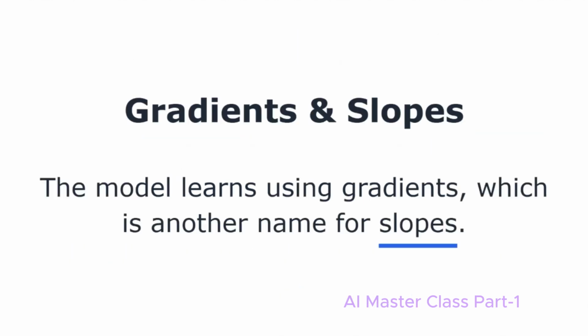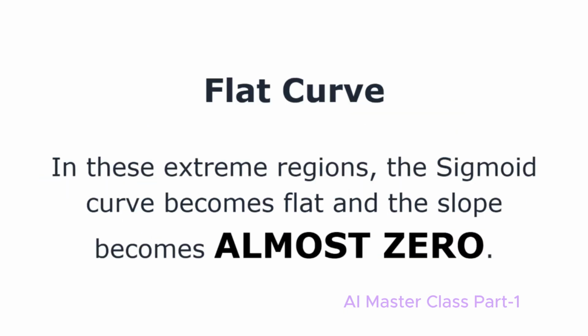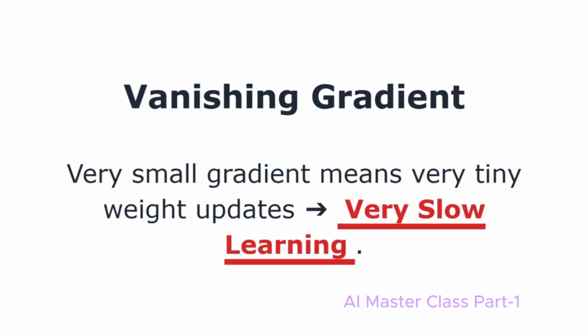The model learns using gradients, which is another name for slopes. But in these extreme regions, the sigmoid curve becomes flat and the slope becomes almost 0. Very small gradient means very tiny weight updates, which leads to very slow learning.